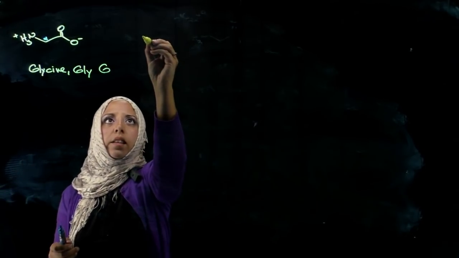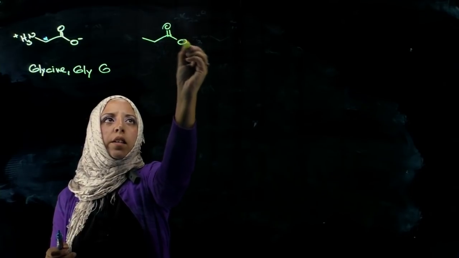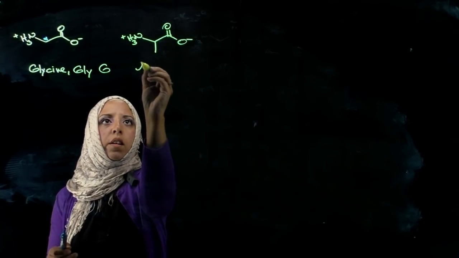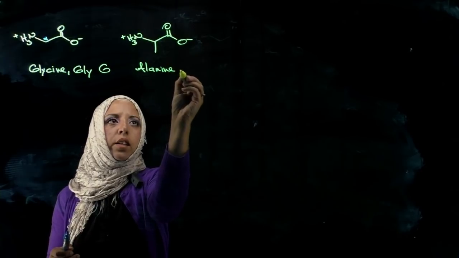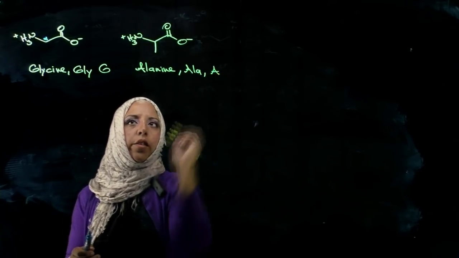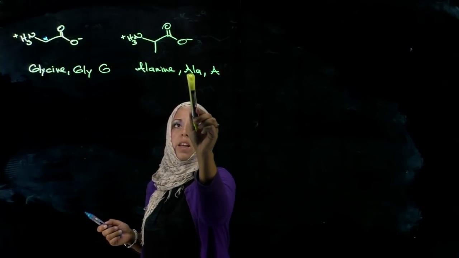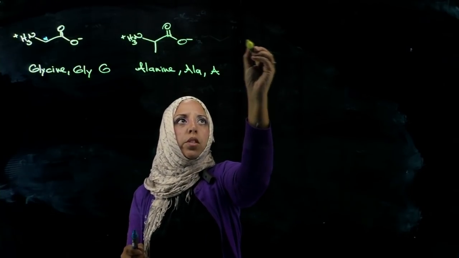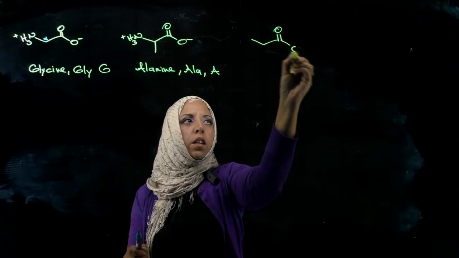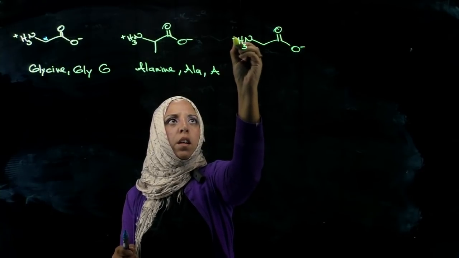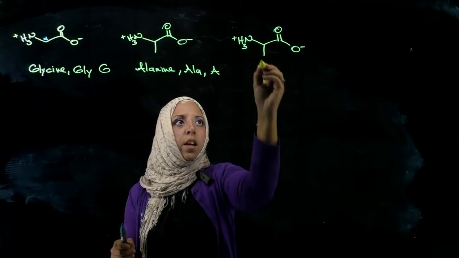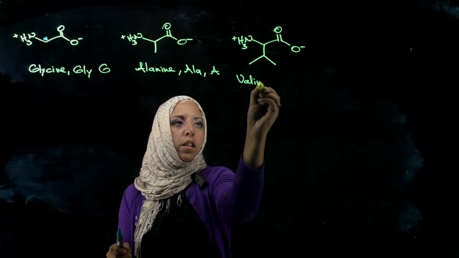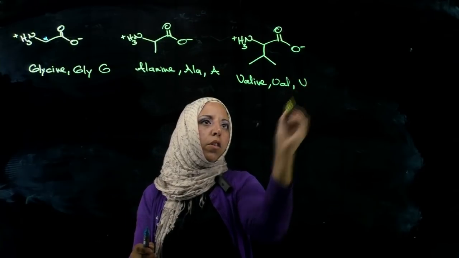Similar to glycine is alanine. Alanine has 1 methyl group. Alanine, Ala, or its 1-letter abbreviation is A. And yes, you do need to know the full name, 3-letter abbreviation, and 1-letter abbreviation. All right. And then similar to it, you have the alanine, but you also have 2 more methyls which look like a V, and here comes valine. Valine, Val, or V.